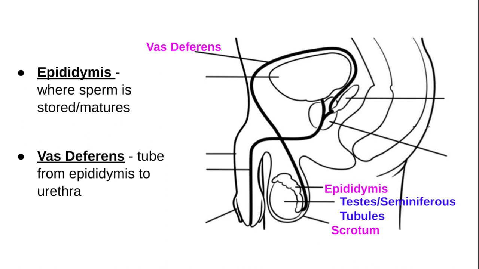So the sperm is going to be made in the testes, it's going to mature in the epididymis, and then it's going to go through this tube along the way. And this tube is going to pass some organs right here. We can see it passing some organs as it goes by, and we're going to talk about what those organs do.